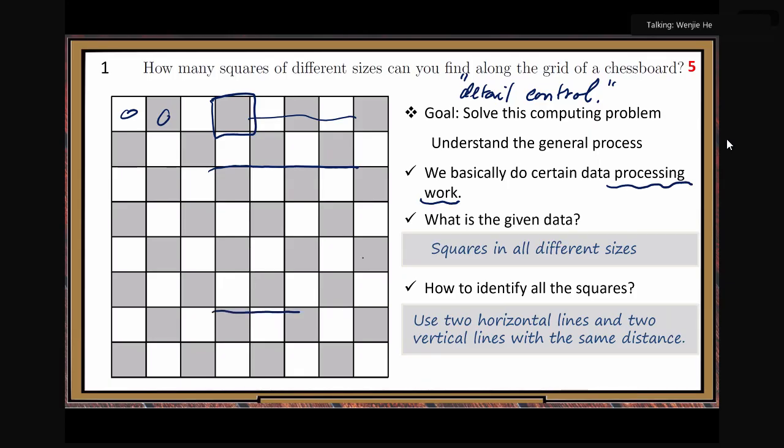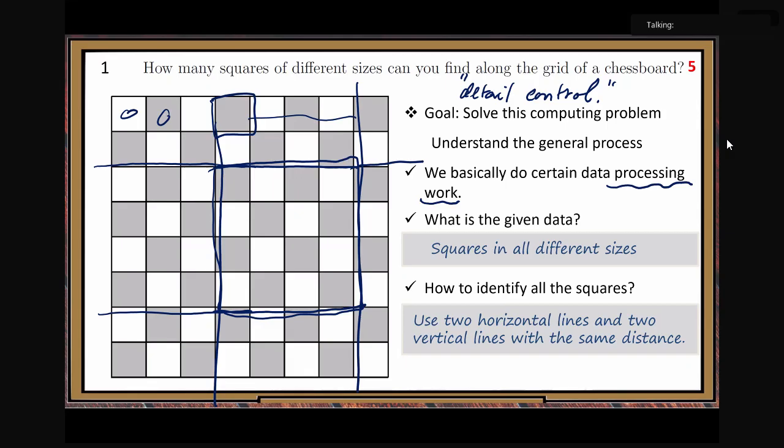These 2 horizontal lines along the grids, then 2 vertical lines along the grids. These 4 lines can help us determine one particular square. That's the simple way to identify a square. So for all the squares with different sizes, we can use this way. Here we only need to use 2 horizontal lines and 2 vertical lines.